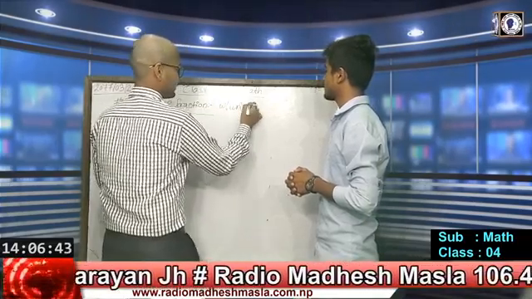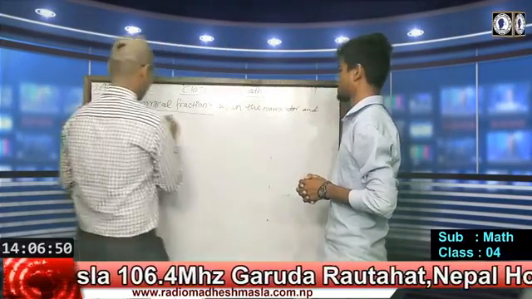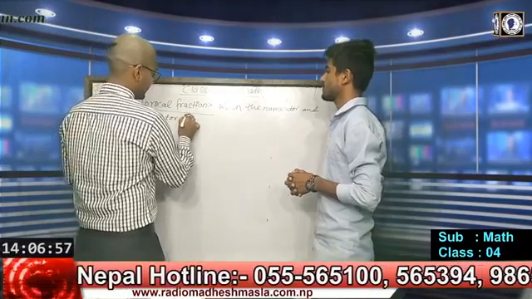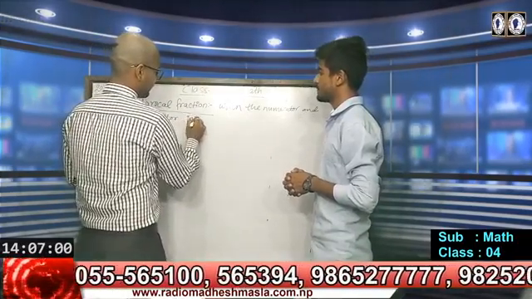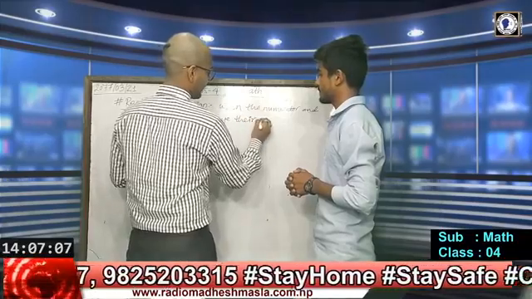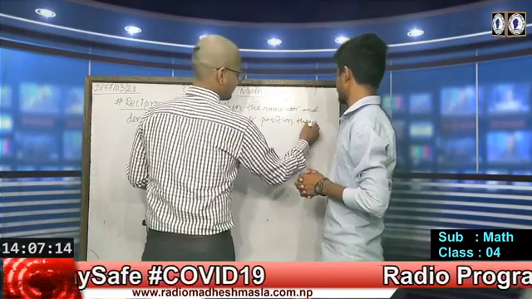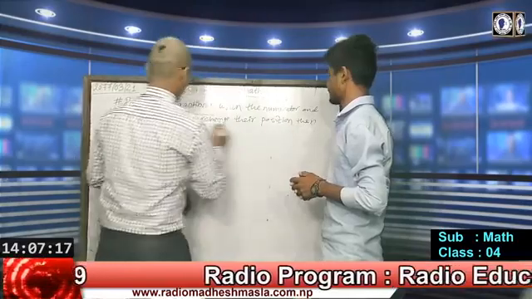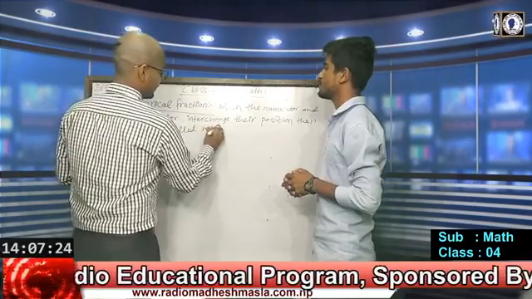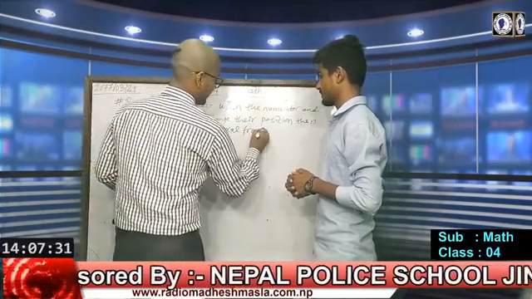when the numerator and denominator interchange their position, then they are called reciprocal, or the reciprocal fraction or form.